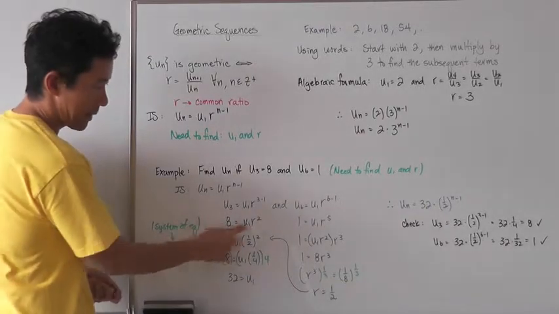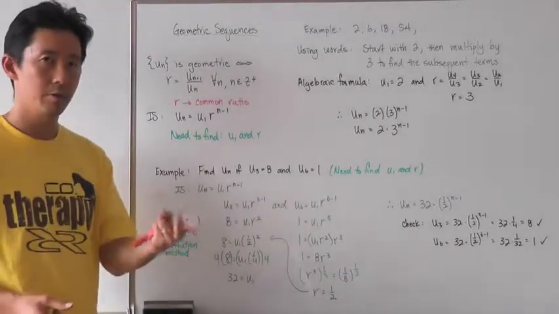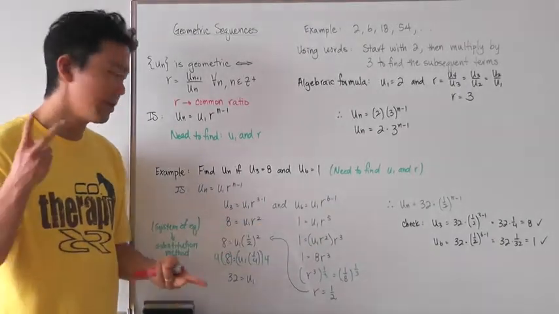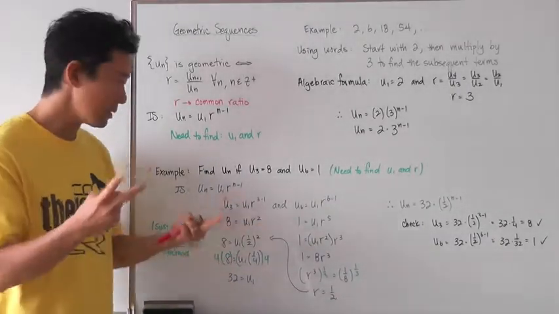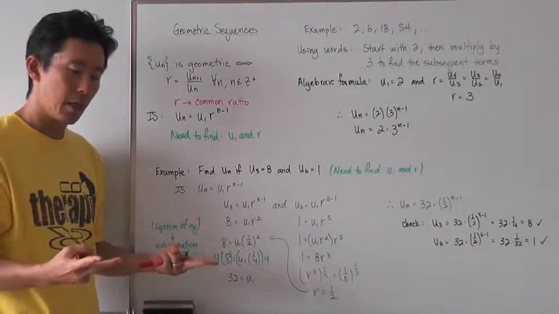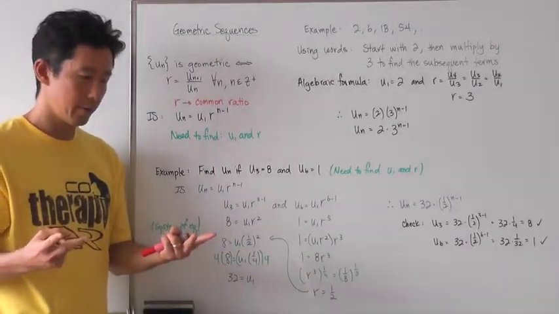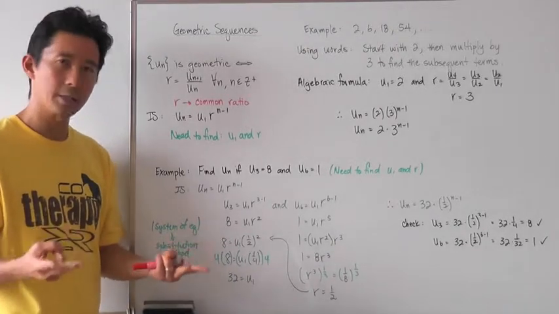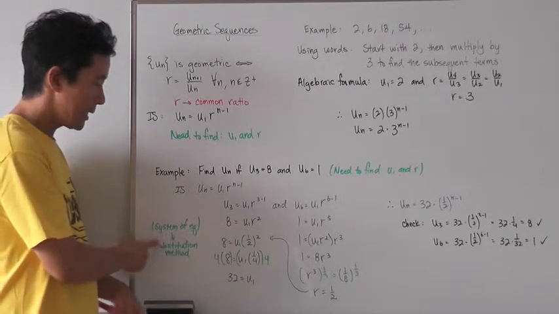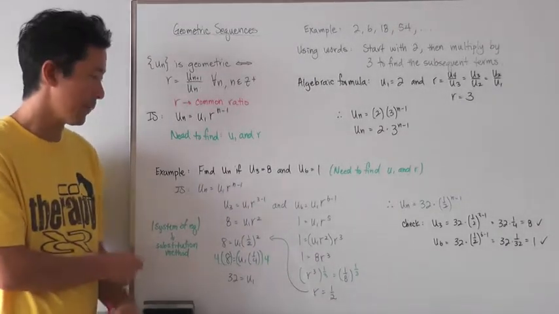Now, I have two equations and two unknowns. Here's one equation, two equations. The unknowns are u sub 1 and r. So what that means is that I now have a system of equations, and being that the number of variables and the number of equations is the same, I can go ahead and solve the system of equations, and in this case I'm going to use the substitution method.